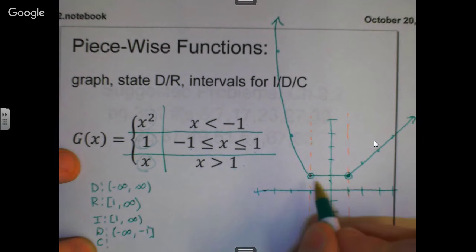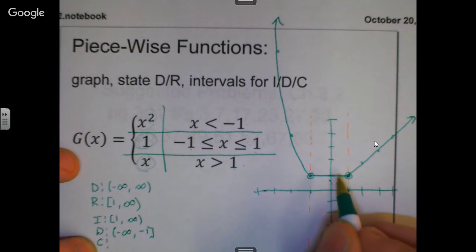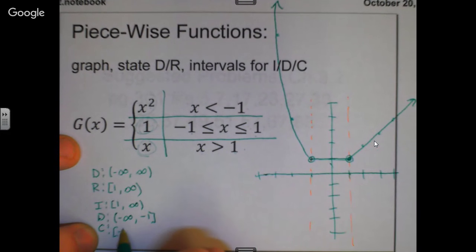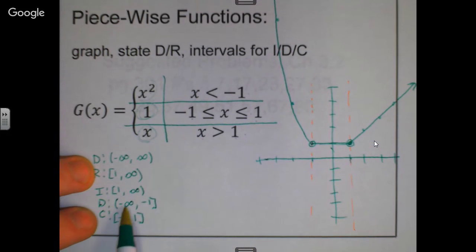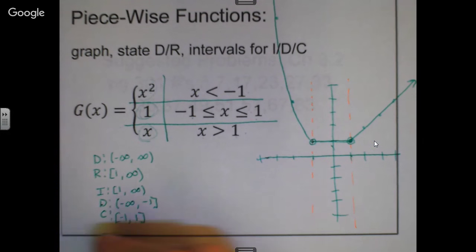And where is it constant? Right here. It's a constant slope right there. So negative 1 to 1. Now notice that follows my domain, negative infinity to infinity. Negative infinity to negative 1, negative 1 to 1, 1 to infinity. So I've covered everything.